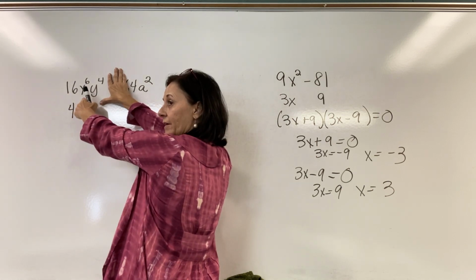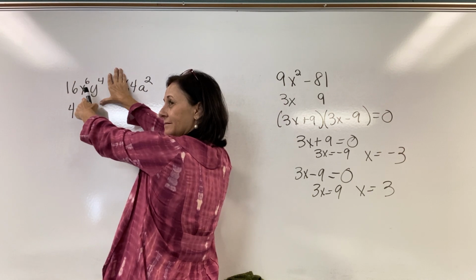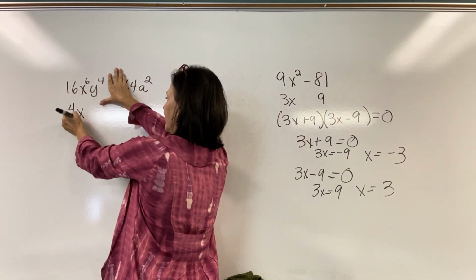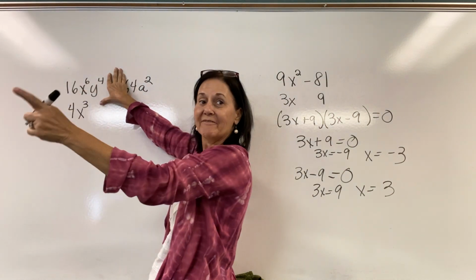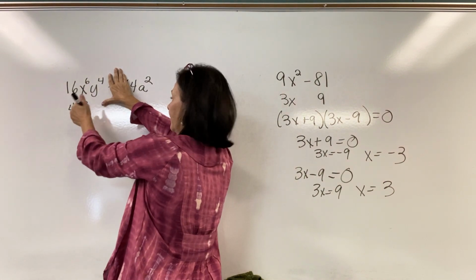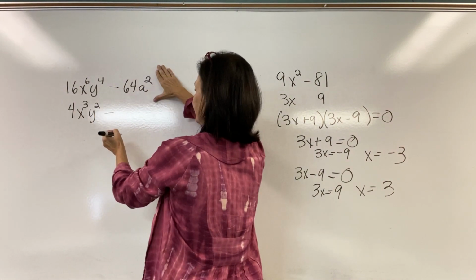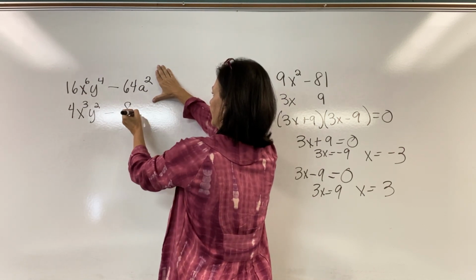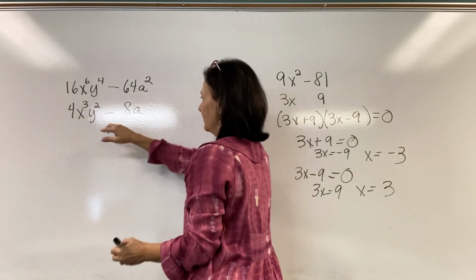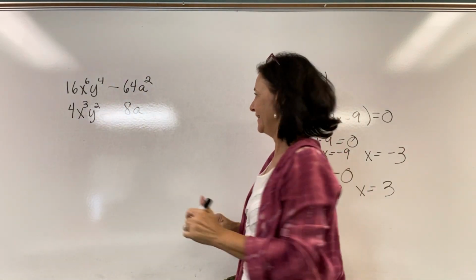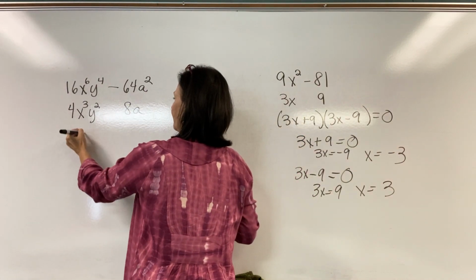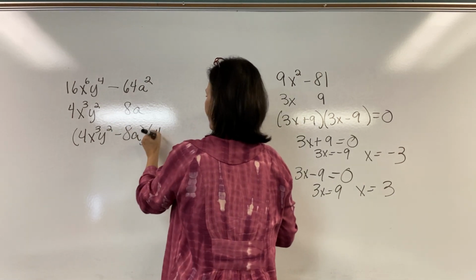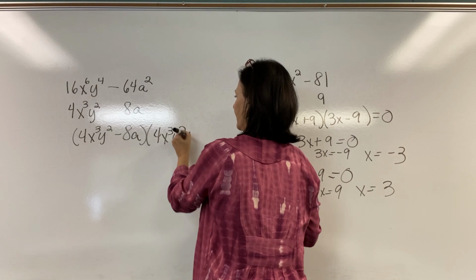What's the square root of x to the 6th? You take half of the exponent. 3. x cubed. Take half of the exponent. y to the 4th. y squared. Yes, minus. What's this one? Square root of 64 a squared. 8a. Oh, I didn't mean to put a minus sign, although it's going to be plus and minus, right? All right, these are my square roots. It's going to be 4x cubed y squared minus 8a times 4x cubed y squared plus 8a.